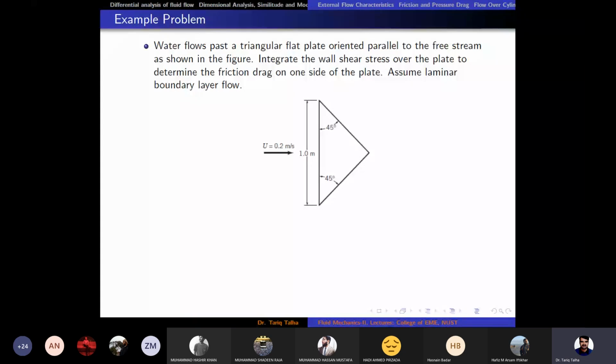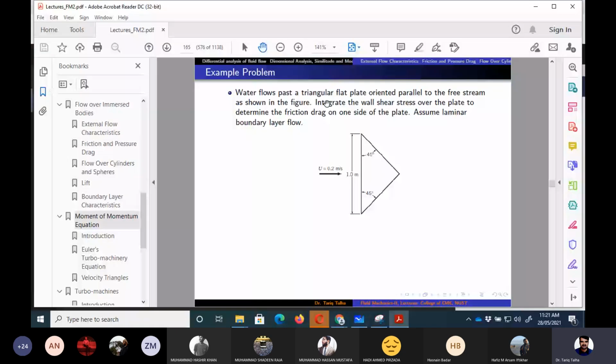So now we have got water flow past a triangular flat plate oriented parallel to the free stream as shown in the figure. So we have got a triangular shape. Here, integrate the wall shear stress over the plate to determine the friction drag on one side of the flat plate. Assume laminar boundary layer.